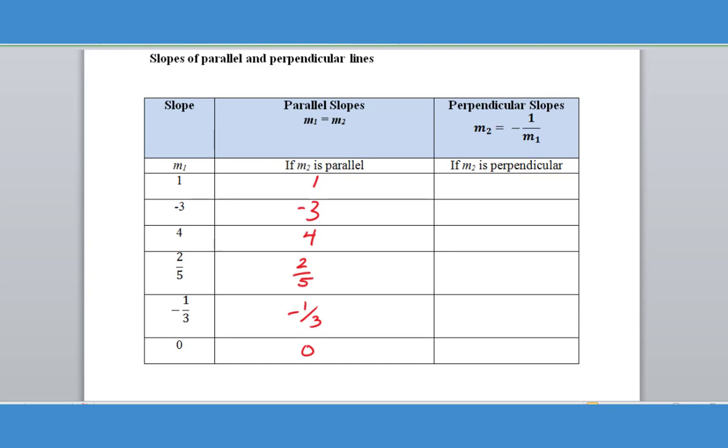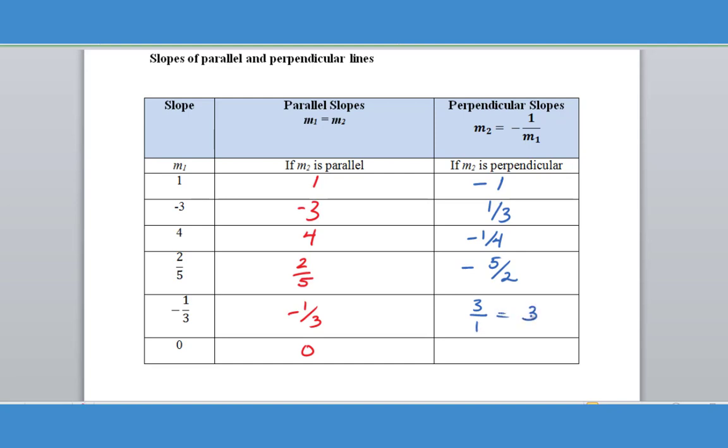Okay, and so for the first slope, the reciprocal of 1 is obviously 1, but we have to take the negative value of that. For -3, the opposite of -3 is just a positive, and then the reciprocal is 1/3. For 4, we're going to have -1/4. For 5, the reciprocal is 1/5, and of course we have to take the negative. For -1/3, that's going to give us a positive 3 over 1, and then, of course, that is simply just 3.